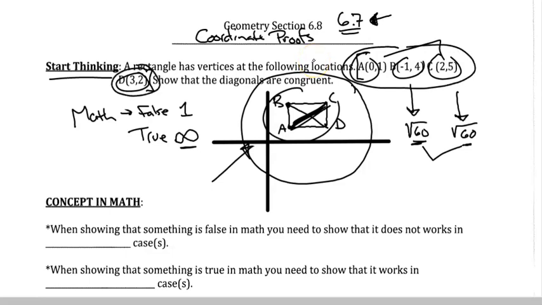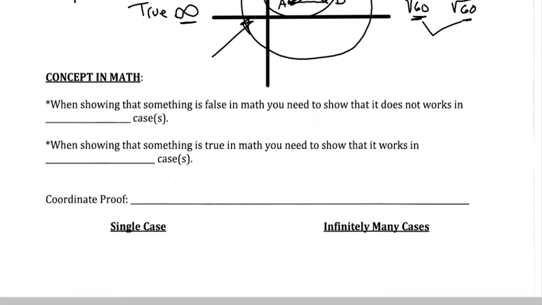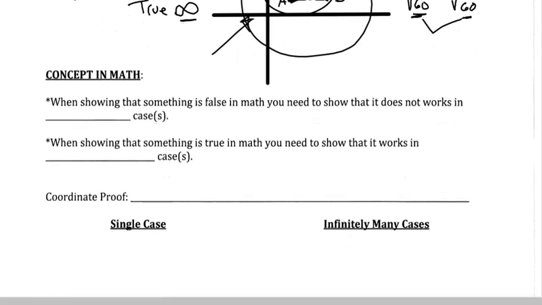Okay, so the question then becomes, how do we show infinitely many rectangles? So basically, what we can do is rather than using numbers which lock it into a specific example, you can use variables. And since the variables could have any value, then you're looking at infinitely many rectangles, or whatever shape you're trying to talk about. So let's continue on here. It says, when showing something is false in math, you only have to show it does not work in one case. When showing that something is true, you have to show that it works in infinitely many cases.